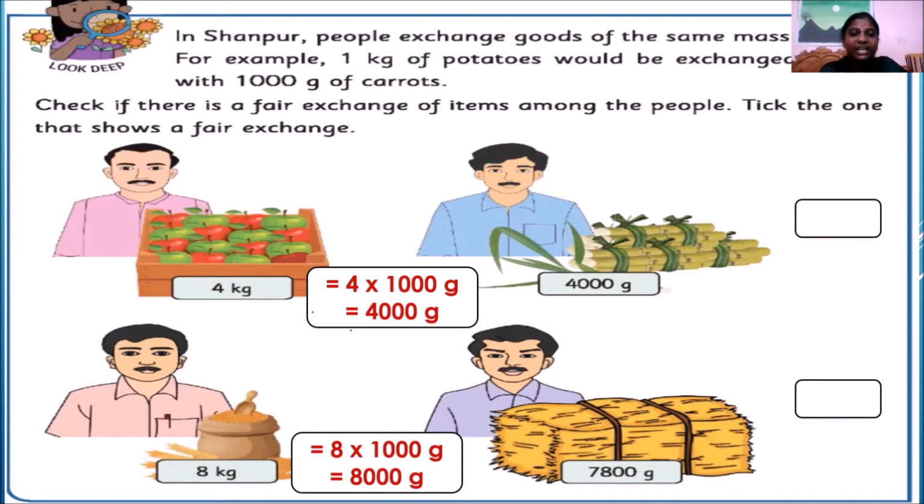First step is we converted them into the same unit. Now tell me which is the fair exchange, first one or second one? Very good. The first one is the fair exchange, because they exchanged 4000 grams of apple with 4000 gram of sugar cane.